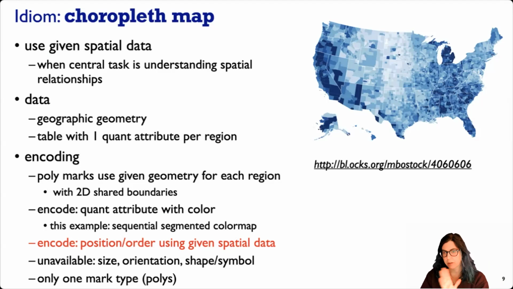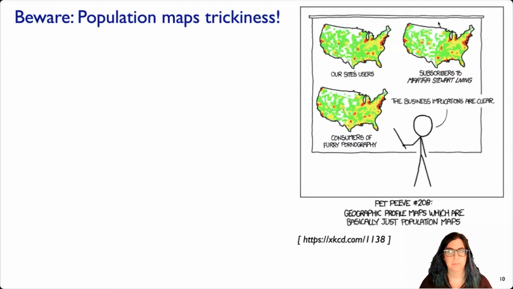In this particular example, it happens to be a sequential segmented color map, but we could do it with any color map we want. So the given spatial data is encoding the position and the order, and then because these are shared boundary polys, what's unavailable is size coding or orientation coding or shape coding. Now, in this kind of map, we just have the one mark type, polys, just like the original base map. So beware, it's tricky.